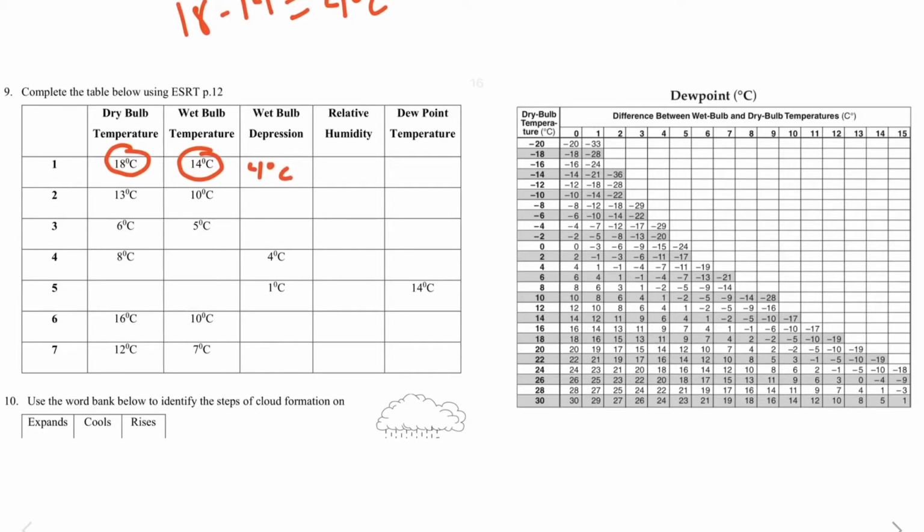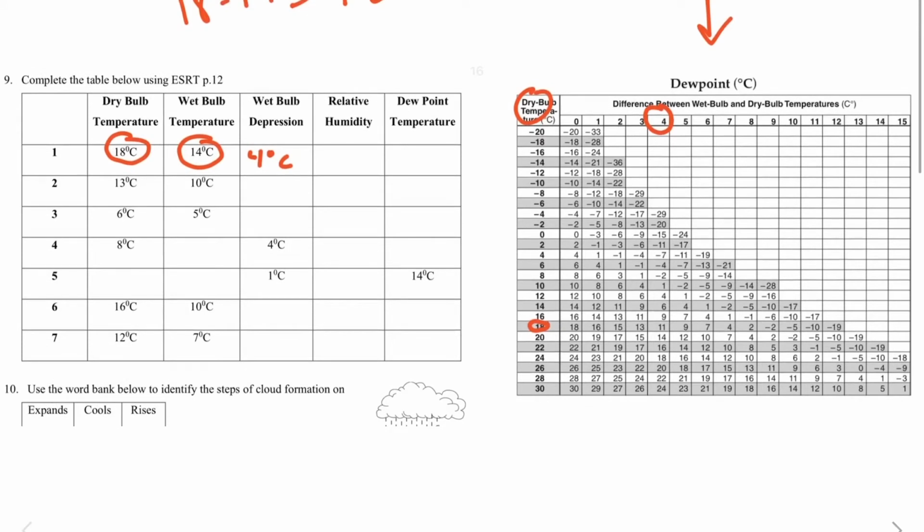Now I have everything I need from this chart here, which is the dew point chart. So I have a wet bulb difference or depression, same thing, of 4, so I'll circle that to help myself. And I have a dry bulb temperature of 18, so I'll circle that. So the idea here is you want these two things to meet up. So I go down with my 4, and then I go over with my 18, and I got 11. So my dew point temperature was 11 degrees Celsius.